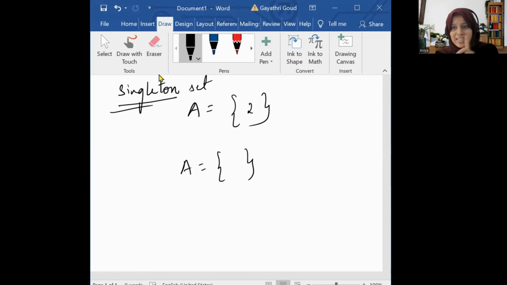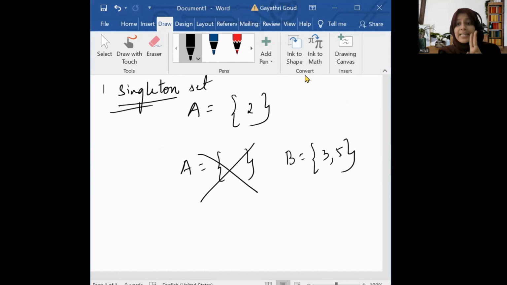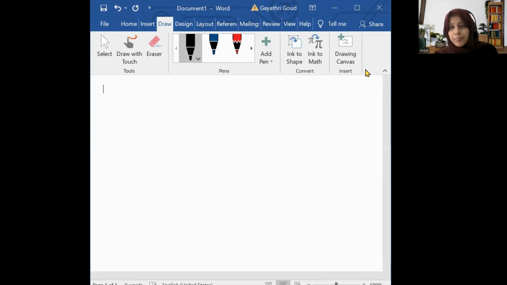Now, if I write phi, is this a singleton set? No, it does not contain any element. It is a null set, so it cannot be a singleton set. Now let me take another set. Let me write it as {3, 5}. Is this a singleton set? No, it is not. Why? It contains two elements. When we're talking about a singleton set, it should contain one and only one element. Okay. Now, I hope the concept of singleton set is clear. Now, moving on to the next concept. Your next concept would be the universal set.